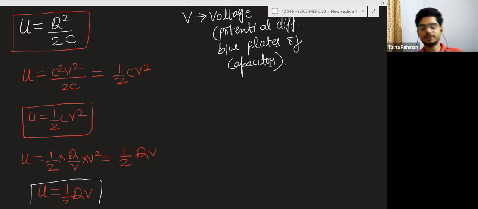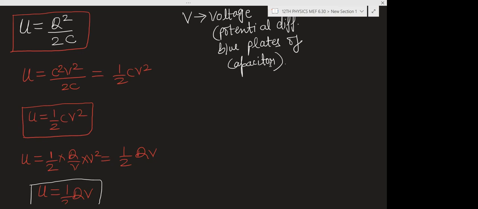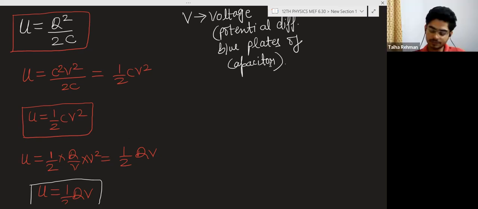This formula is very, very important. E is equal to sigma by epsilon naught, the total electric field.